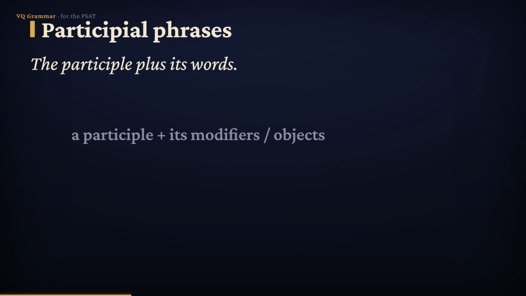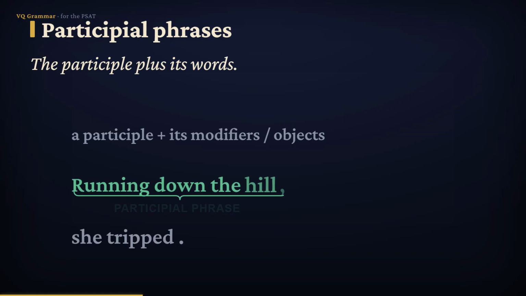Now stretch it out. A participial phrase is a participle plus the words that go with it, its modifiers and objects. Listen. Running down the hill, she tripped. The whole phrase is built on the participle running, and it acts as one big adjective. And who is it describing? The phrase tells us about the person, she. So the whole chunk modifies the noun, just like a single participle would.